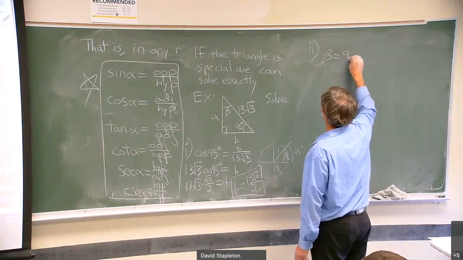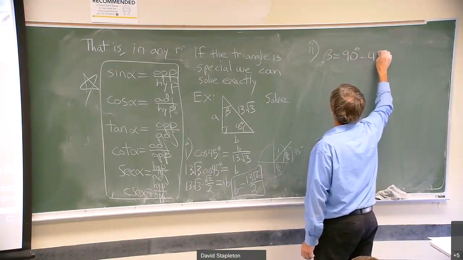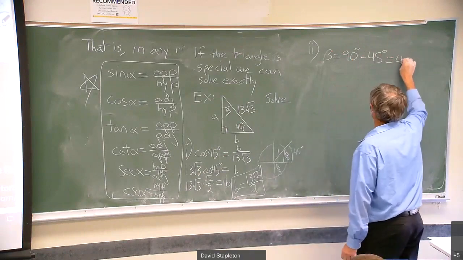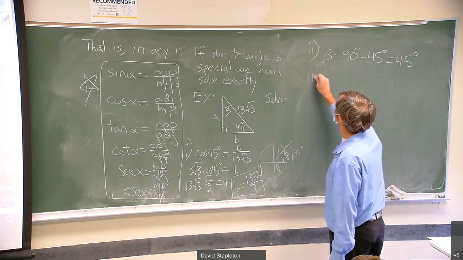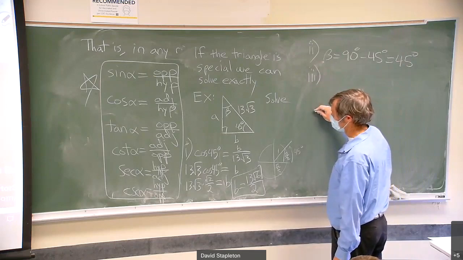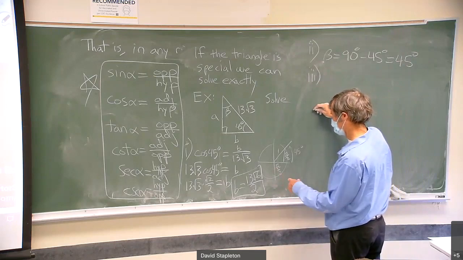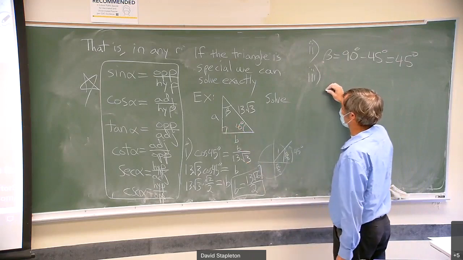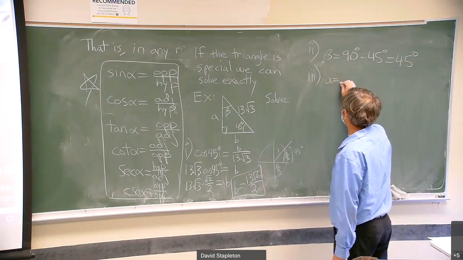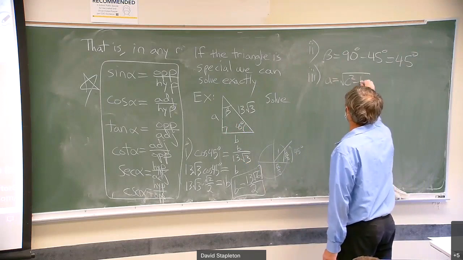Beta is the complement of the angle I have, so 45 degrees is also 45 degrees. I already knew that, looked at it and saw it. And then step 3, I have everything beside A, right? I need to find A. So the Pythagorean theorem applies. Now A, recall, is the square root of c squared minus b squared, right?